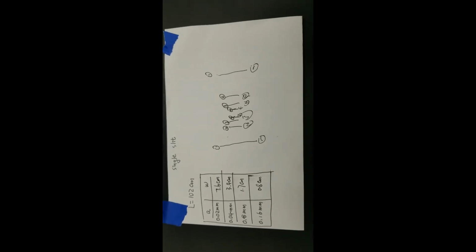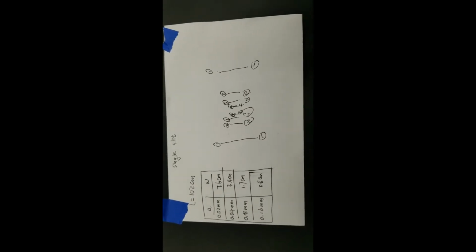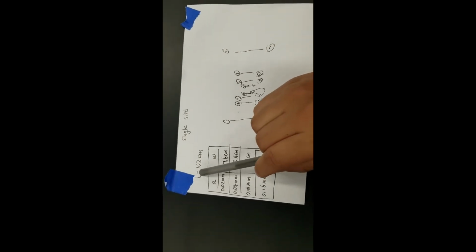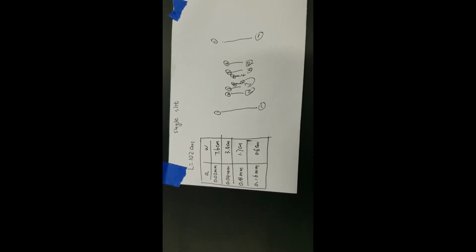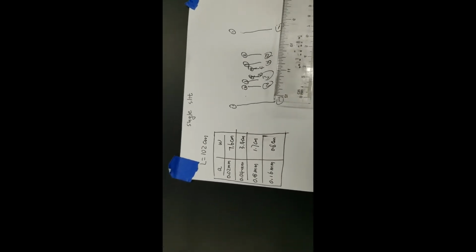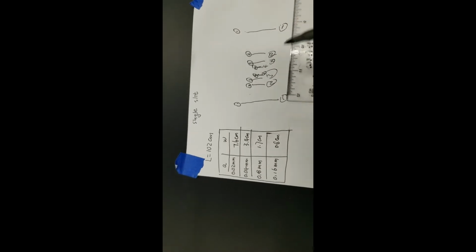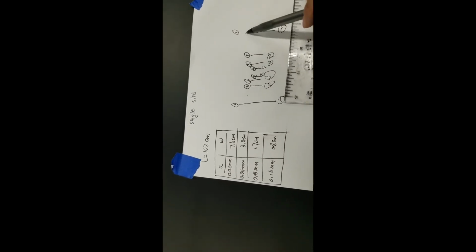This is the mark I made for the single slit diffraction. So I used L equal to 102 centimeter. And next we want to measure the distance of the central maximum. Basically, for the first slit, that's the distance between the first pair of lines, and this is for the second pair, third pair, and fourth pair. For example, I measure the distance between the two lines, and the distance for the first single slit is 7.6 centimeter. And I repeat for the other three pairs. This is the data I got.